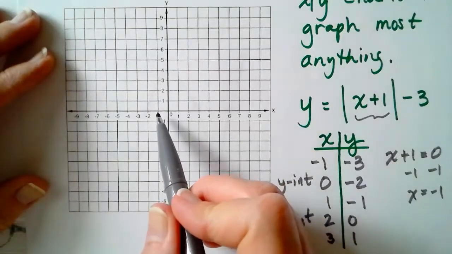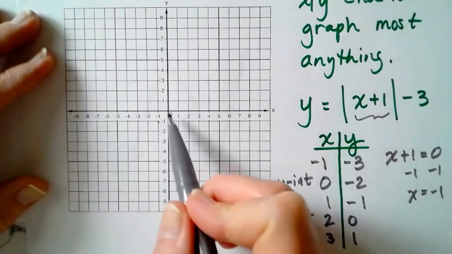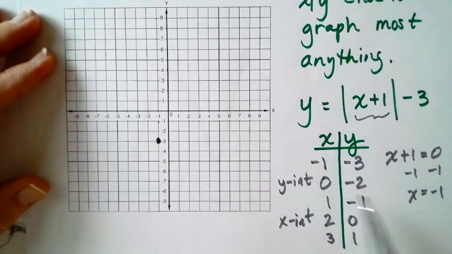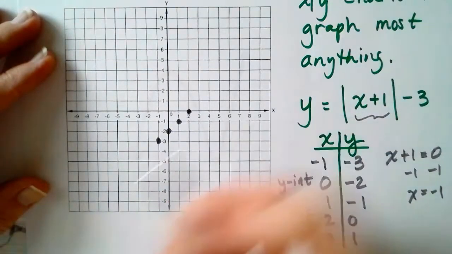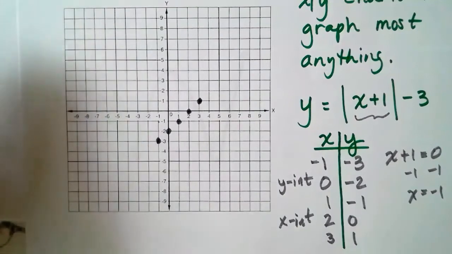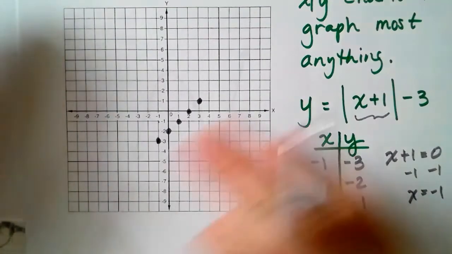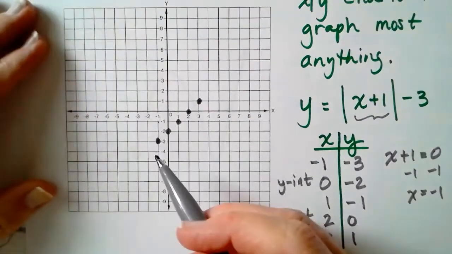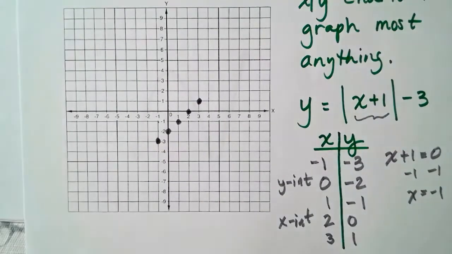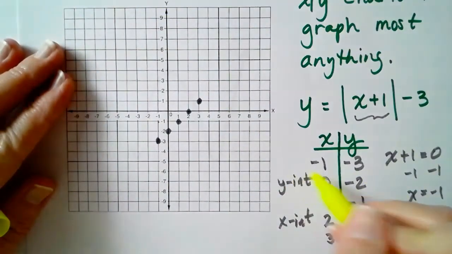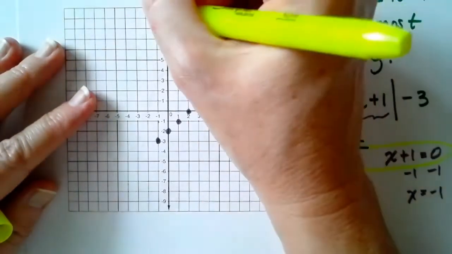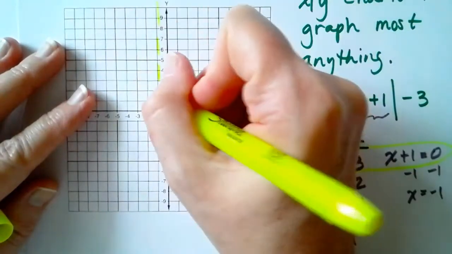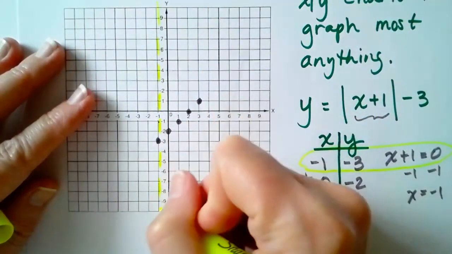So back 1, down 3. 1, 2, 1, 2, 3. Over 0, down 2. And then over 1, down 1. Over 2, up 0. Over 3, up 1. So, we can't see anything symmetrical happen. So what that means, and as I already knew, is that this particular point, the point where x plus 1 equals 0, this is where the axis of symmetry is actually going to go through.